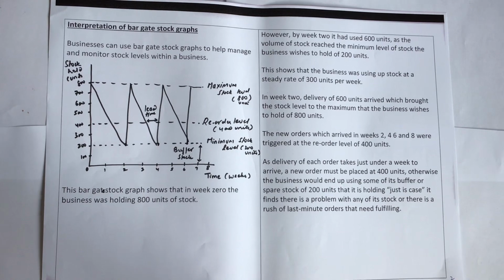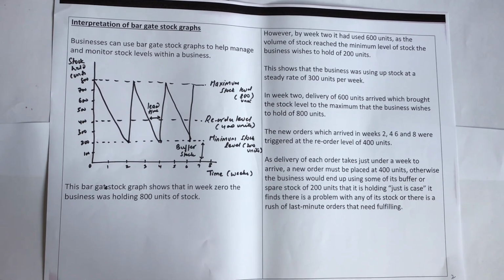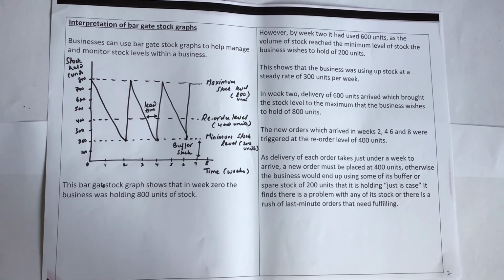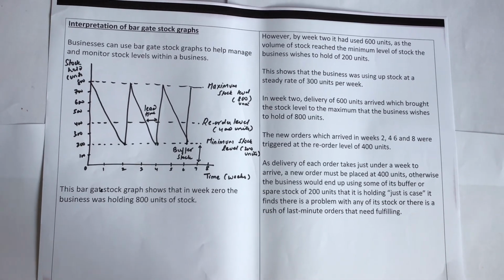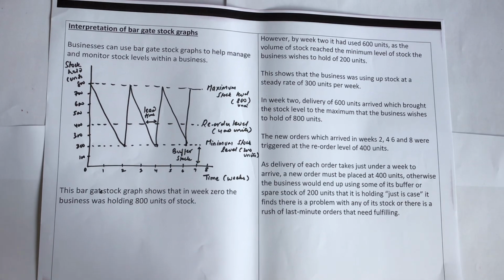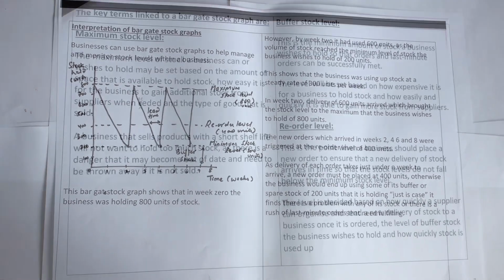As delivery of each order takes just under a week to arrive, a new order must be placed at 400 units. Otherwise, the business would end up using some of its buffer or spare stock of 200 units that it is holding, just in case it finds there is a problem with any of its stock or there is a rush of last minute orders that needs fulfilling.